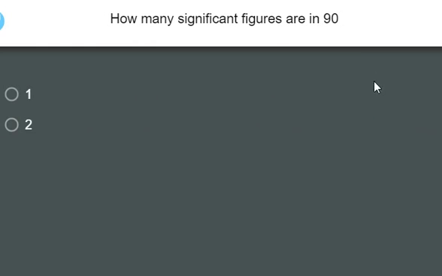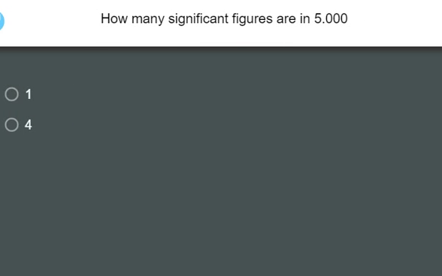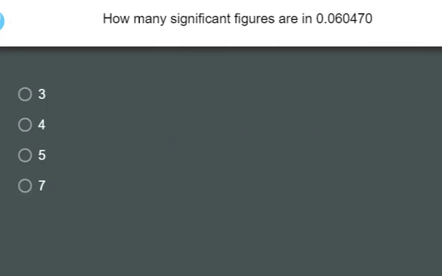Then our next one, we've got a zero at the end. So there's a zero at the end of the number. There is no decimal, so therefore there would just be 1 significant figure. Then how many significant figures in 5.000? We have 3 zeros at the end of this number, and therefore with this little addition of that decimal, that makes all of them significant. So that would be 4 significant figures.